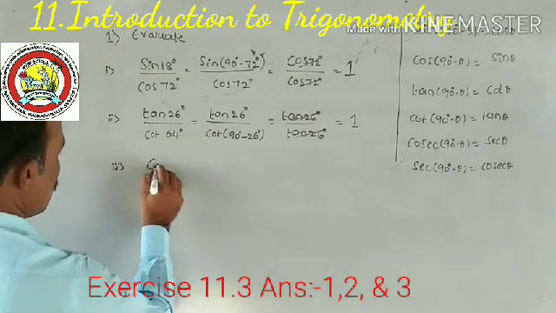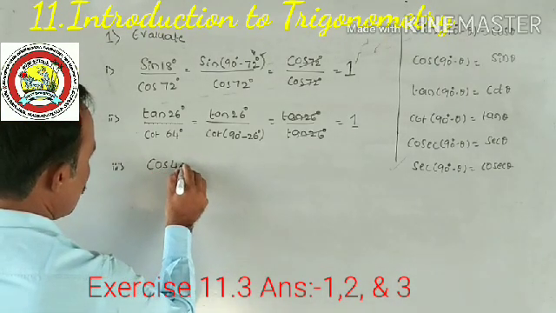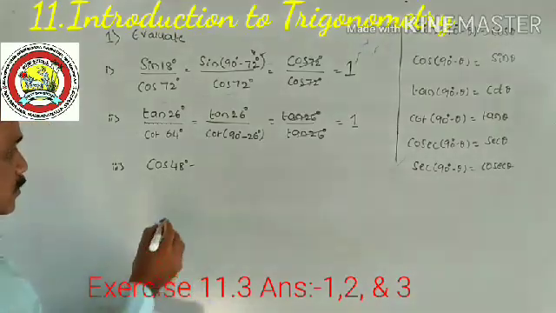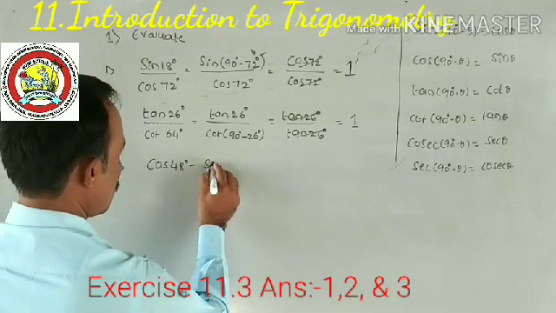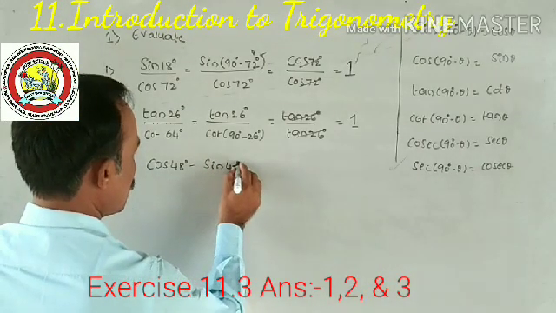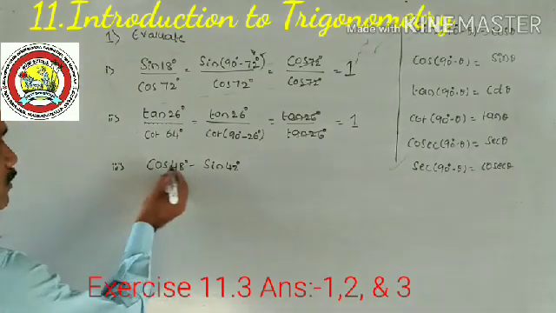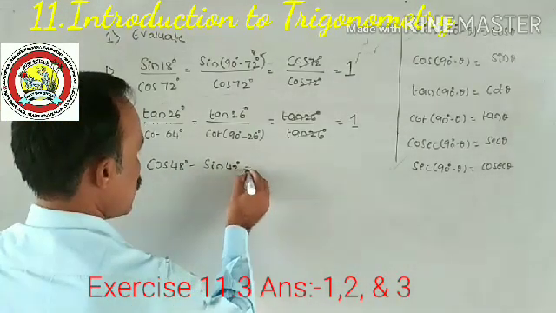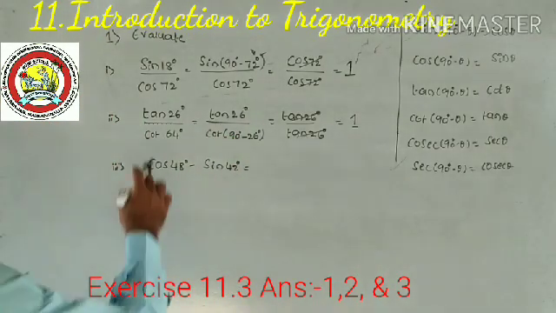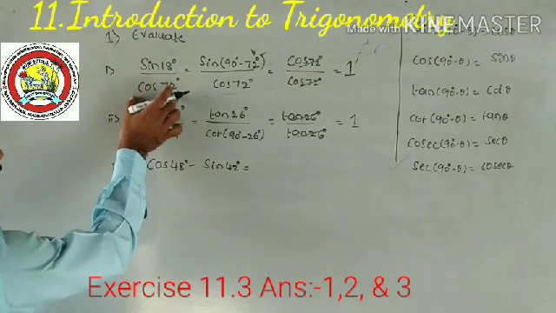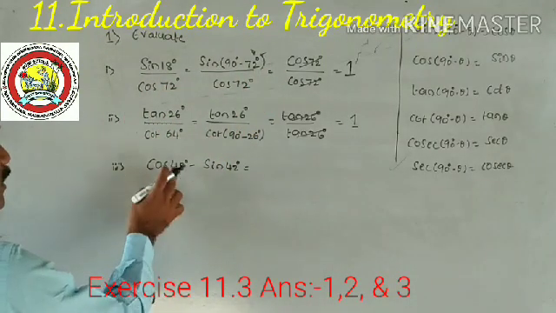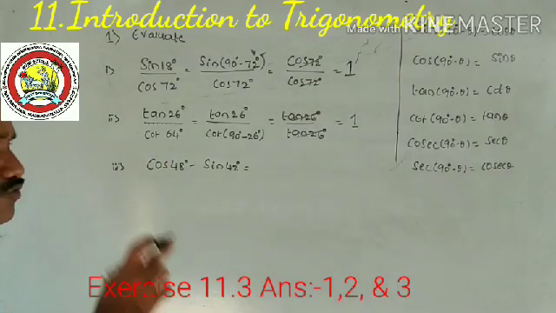Next, consider the third question: cos 48 degrees minus sin 42. Yes, sin 42. I told you, sin changes to cos, cos changes to sin. Here you can guess the answer easily. If a fraction is there, it is 1. Here both cancel, so it is equal to 0.